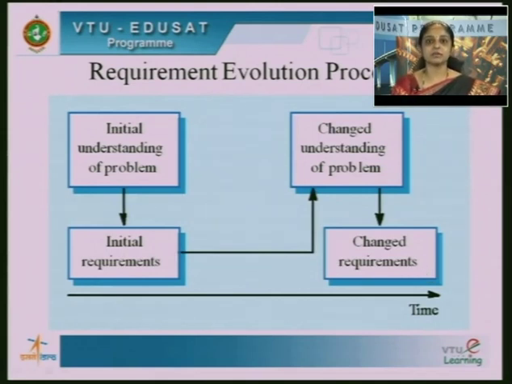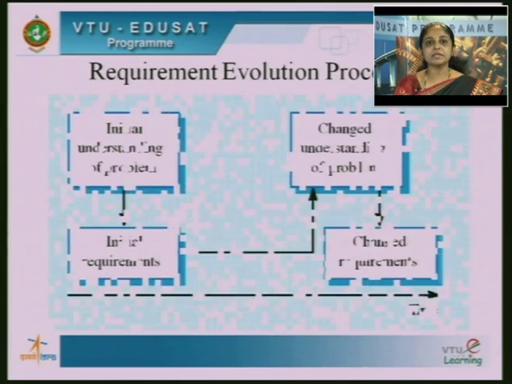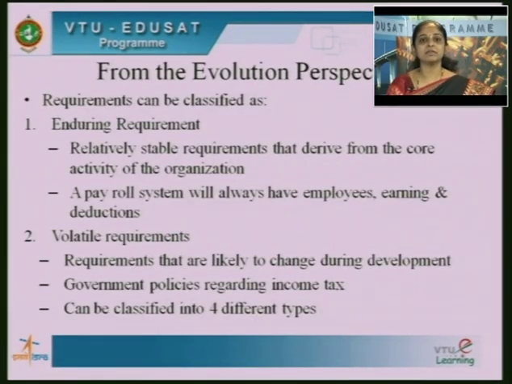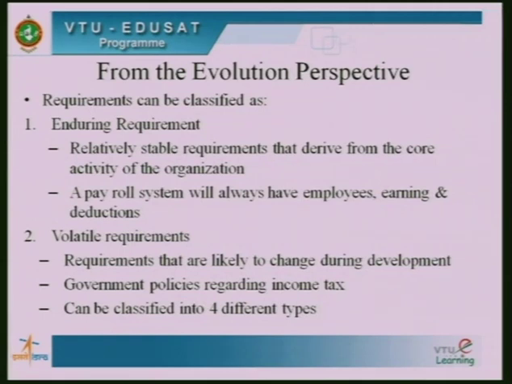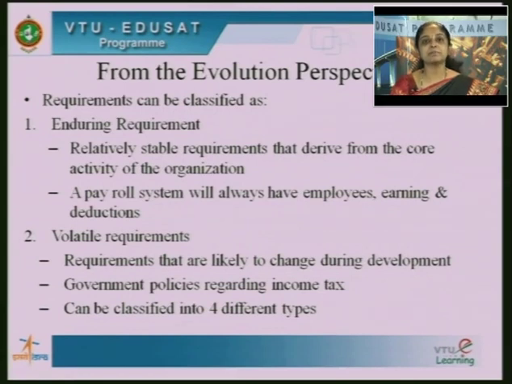This is not just about the requirements evolution process. From the requirements evolution perspective, the requirements also can be classified as enduring requirements and volatile requirements. We have seen many different types of requirements already: the functional requirements, the non-functional requirements, the domain requirements, and each of them had their own significance in the requirements documentation. Similarly, we also have enduring requirements and volatile requirements, which are classified based on the evolution perspective of the requirements.